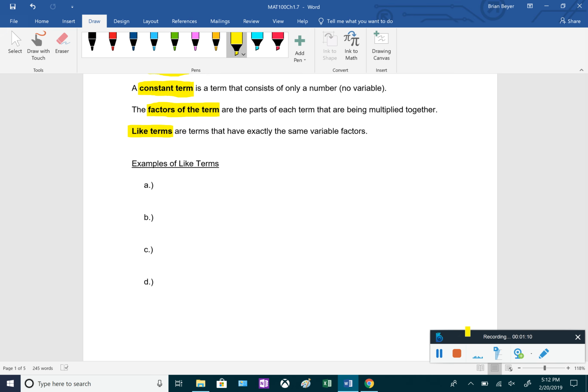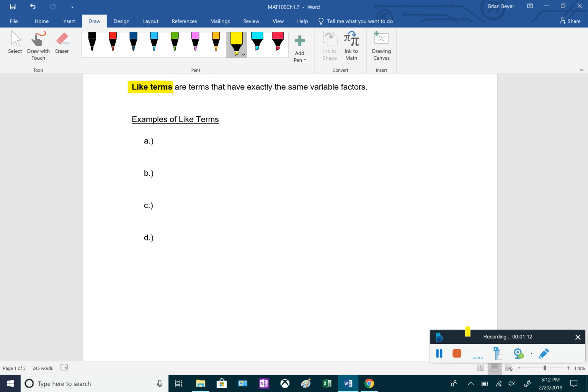So let's see some examples of this because it's very, very important. So something like 7x and negative 2x, those are like terms because they both have the same variable factors. They both have an x as their variable, both raised to the power of 1. So the coefficients are 7 and negative 2. So those can be different. The variables have to be the same for like terms.